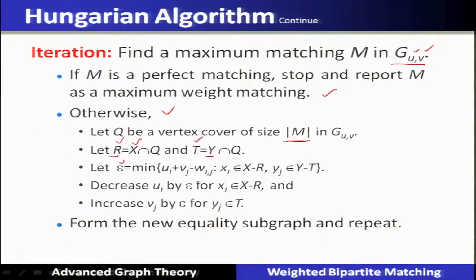Let us say that this is X and this is Y. Let me explain. Here there is T, and there it is basically R.